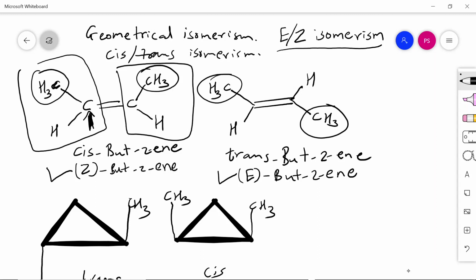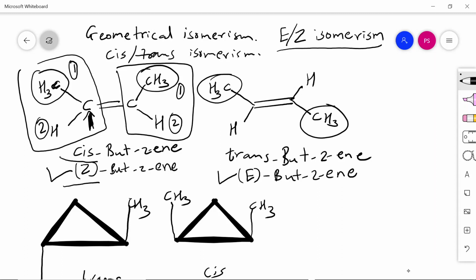So first give the priorities to these two groups which are attached to left hand side carbon atom. First priority goes to carbon because its atomic number is higher. So higher atomic number, higher priority. Second priority goes to hydrogen. Same do for here, first and second priority. Now look for the same priority group. Here same priority groups are on same side. That's why the compound is cis or you can say the compound is Z.